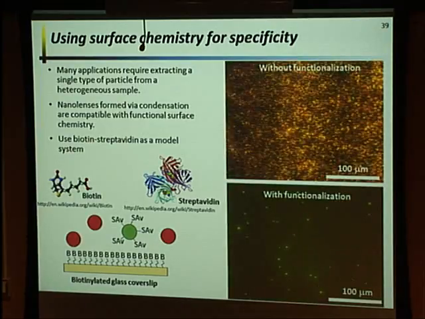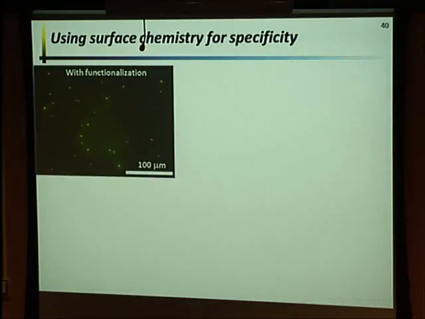This is what the sample would look like if we didn't use any functionalization, if we just took our solution, dropped it on the surface, and let it evaporate. You see there are many, many red beads. There are a few green beads buried in the background, but there are a lot of red beads. If you do functionalization and then a little bit of washing, so that you specifically capture these streptavidin beads and wash away the red beads, you'll see that we're able to capture specifically the green beads. These images are just conventional fluorescence microscope images.